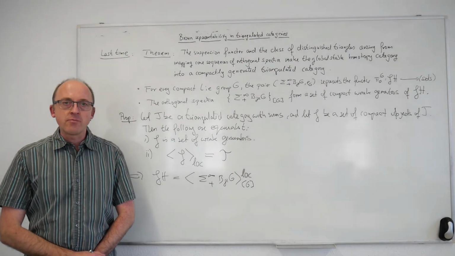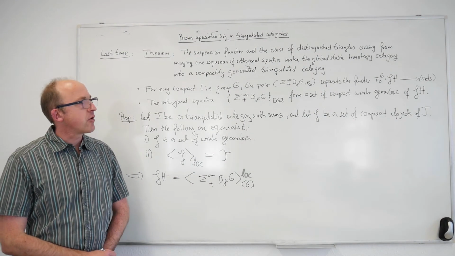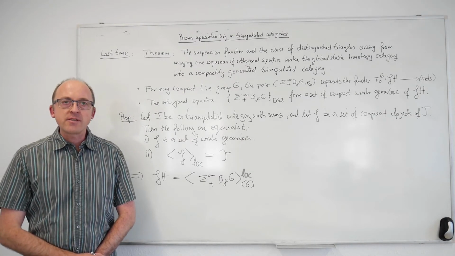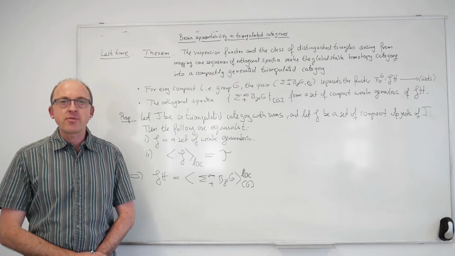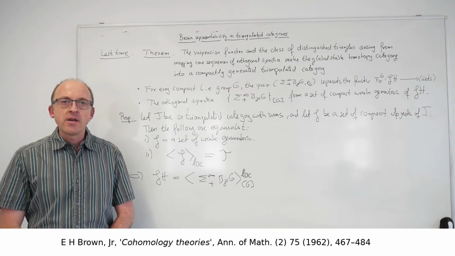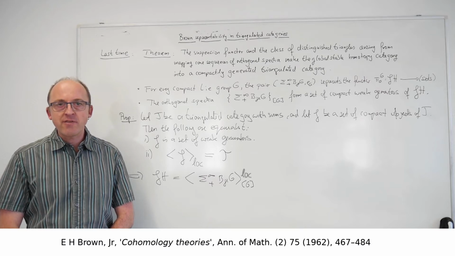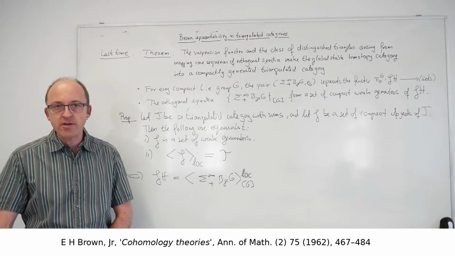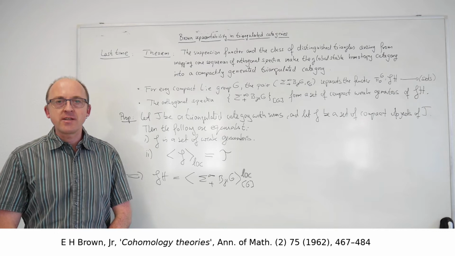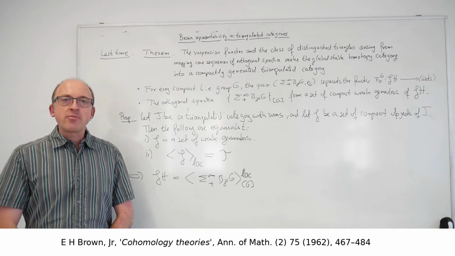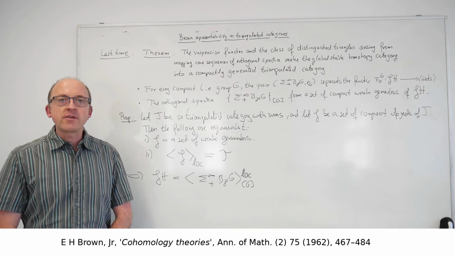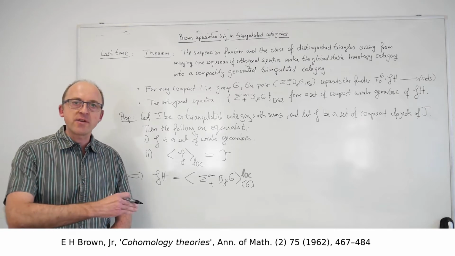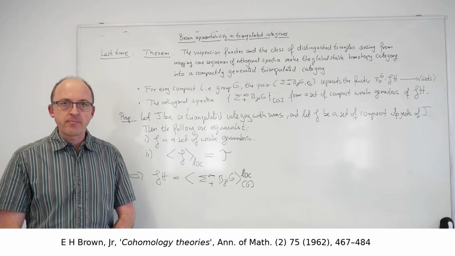Now I want to get to Brown representability, which is a consequence of being compactly generated. The original formulation of Brown representability is due to Ed Brown, and this was published in a paper in the Annals in 1962. The original formulation was about contravariant functors on the homotopy category of based connected CW complexes, and it was a criterion for when such homotopy functors are representable. As an application of that, Brown also showed that generalized cohomology theories are representable by spectra. So this is the first instance of this connection between generalized cohomology theories and what we now study as spectra.